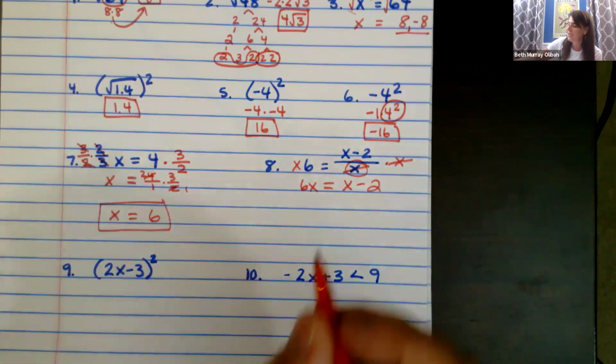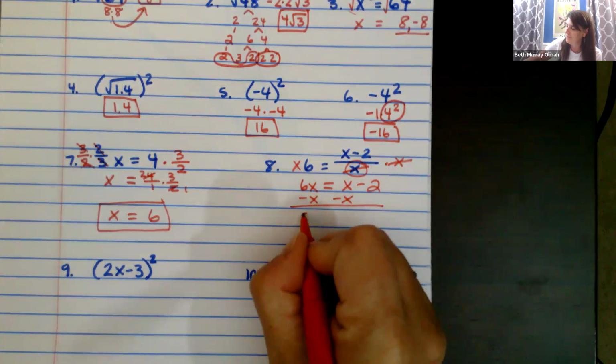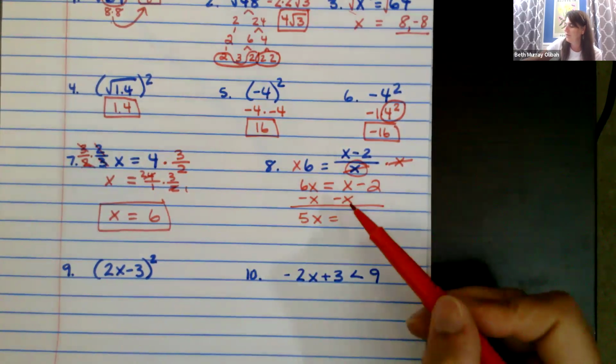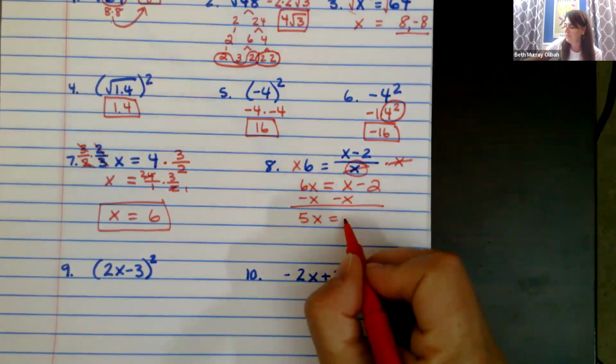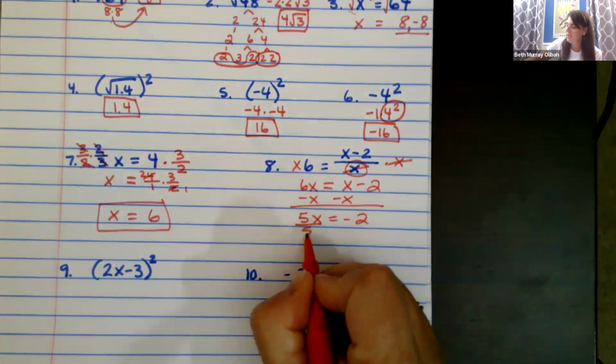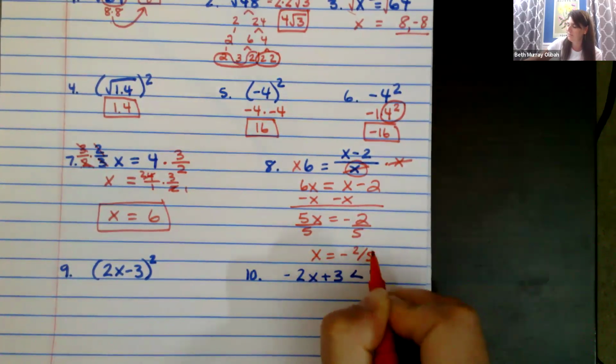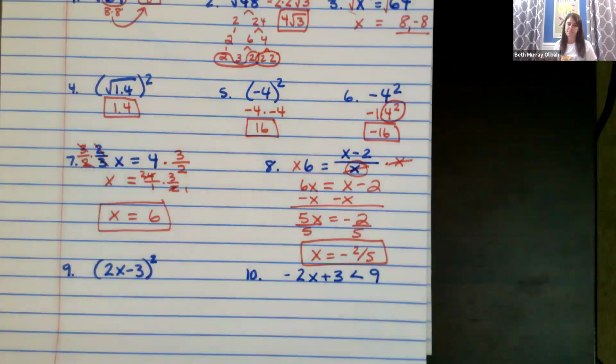Since I have an x on both sides, I'm going to move the smaller x by subtracting it. Be careful, this x is gone, but that negative should still be there. And now I'm going to get rid of the 5 by dividing. And so I have a fraction, which is fine.